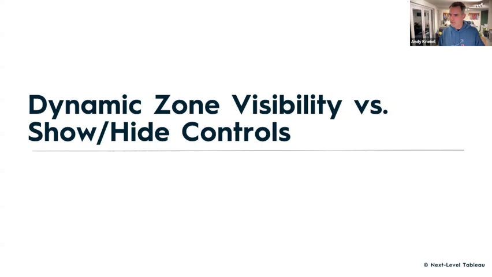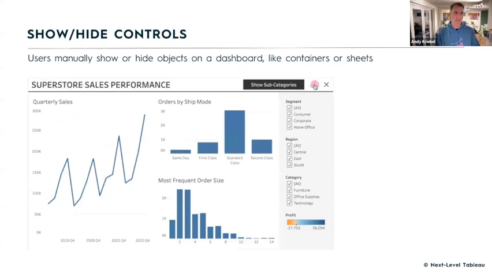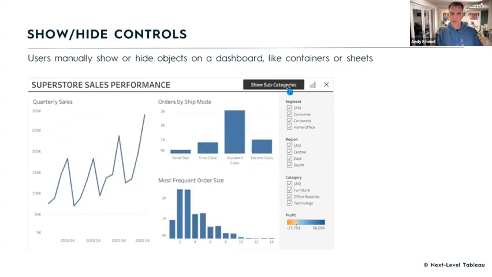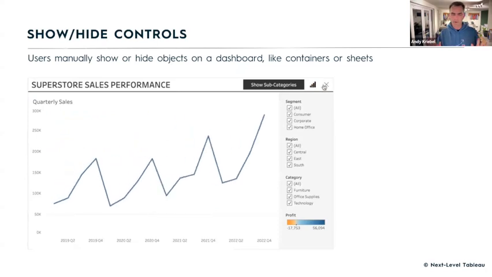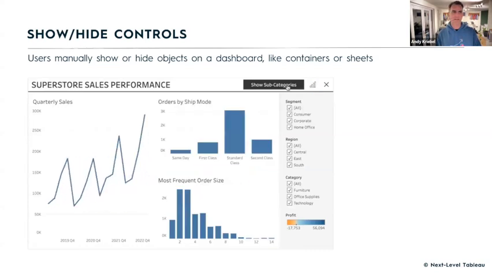All right, so the biggest question by far was, what's the difference between dynamic zone visibility and those show hide controls? Both of them control visibility of the elements of a dashboard. They serve a similar purpose, but they're implemented differently and have distinct use cases. This is an example of show hide controls. I click on the hamburger to show my filters, to show my charts, hide my subcategories. Those are all done with buttons. Works perfectly, nothing wrong with that. You're literally just showing and hiding things.